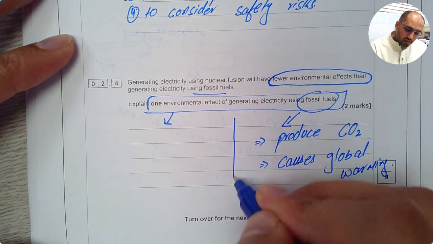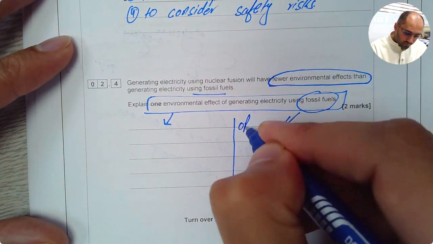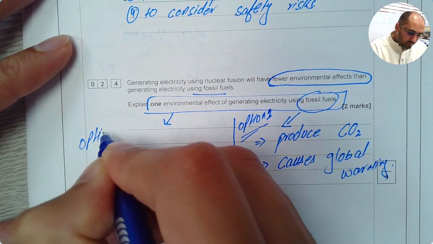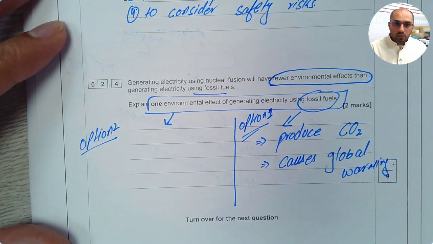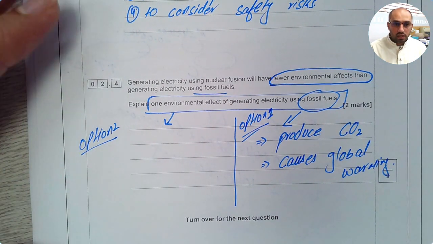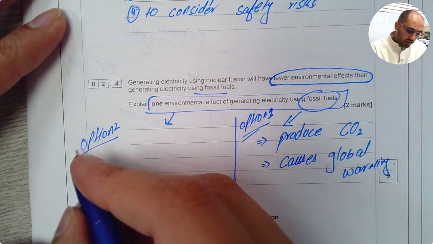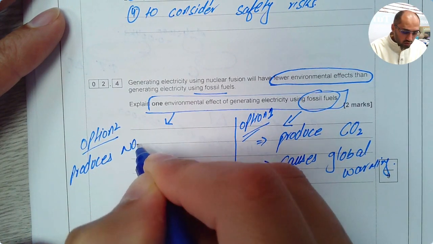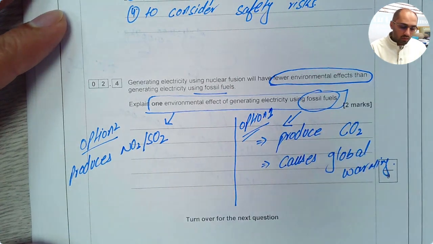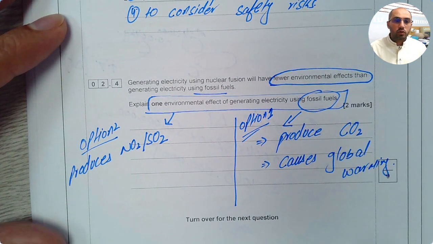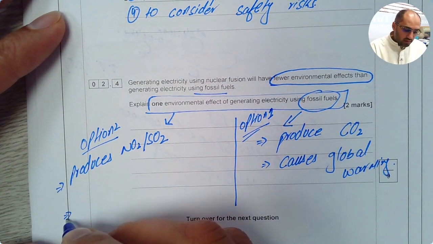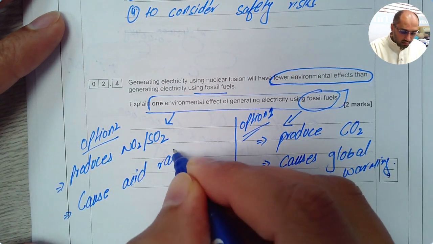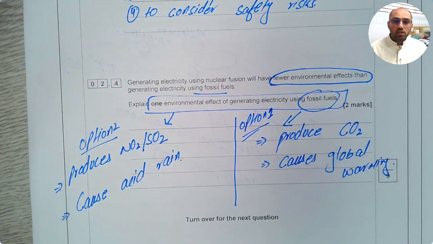Another thing that you can consider here is that's option 1. Option 2 could be because when you burn fuel, it does produce oxides of sulfur and nitrogen. So I can say produces NO2 and SO2. Now, when these two gases dissolve in water, they produce acid. You can say cause acid rain. So you can approach this question in 2 different ways.